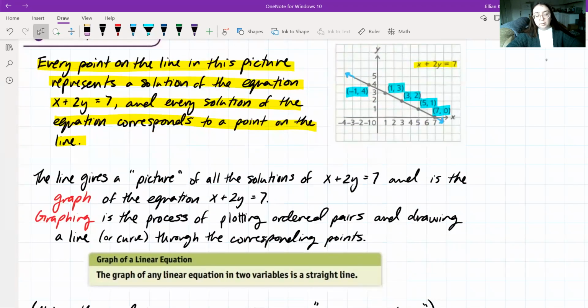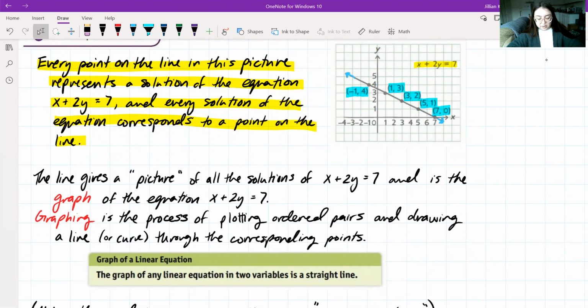So this line gives a picture of all the solutions of x plus 2y is equal to 7, and it is the graph of the equation x plus 2y is equal to 7. So this is our graph of an equation. Graphing is the process of plotting ordered pairs and drawing a line, or sometimes curve, through the corresponding points. In our case, we're going to be working with lines.